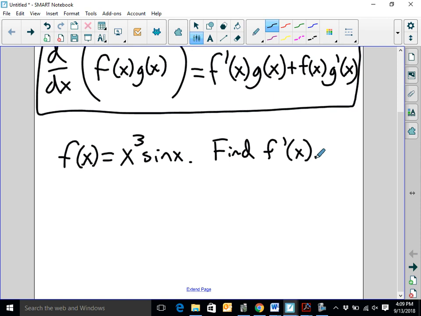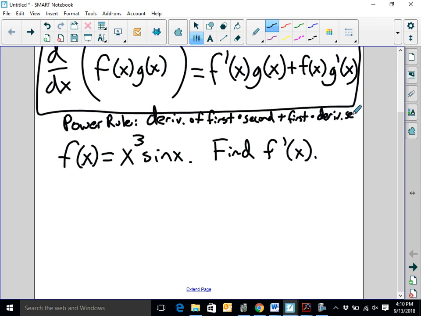So let's think of it this way. Another way of thinking about the product rule with words is derivative of the first times second plus first times derivative of second. So it's the derivative of the first times the second plus the first times the derivative of the second. So let's follow that to find f prime of x.